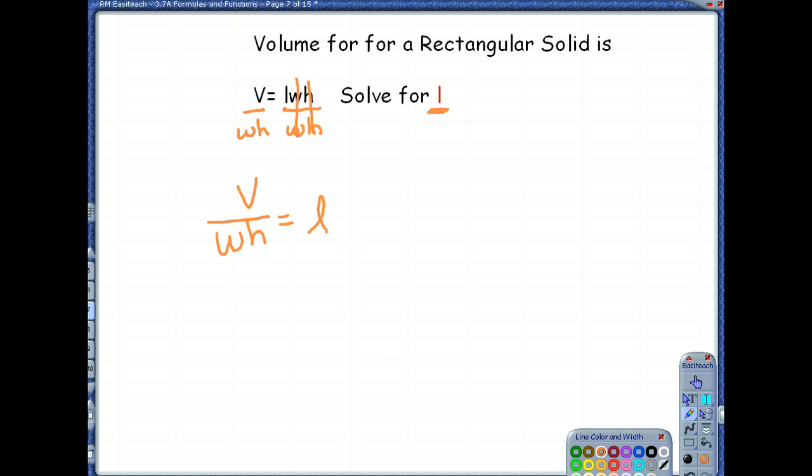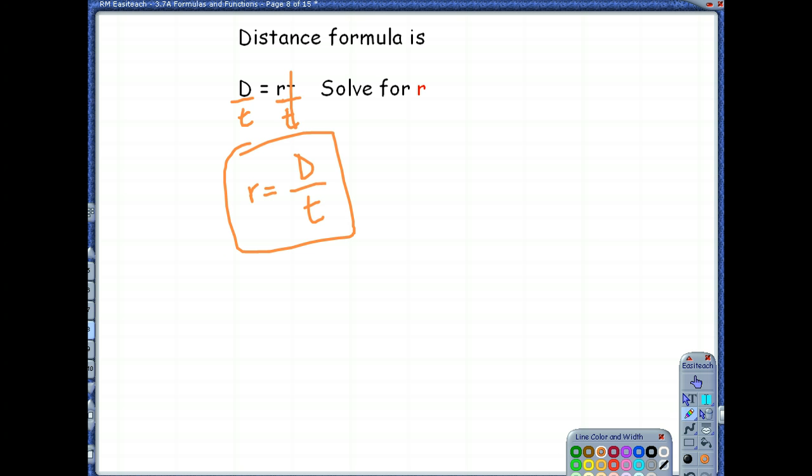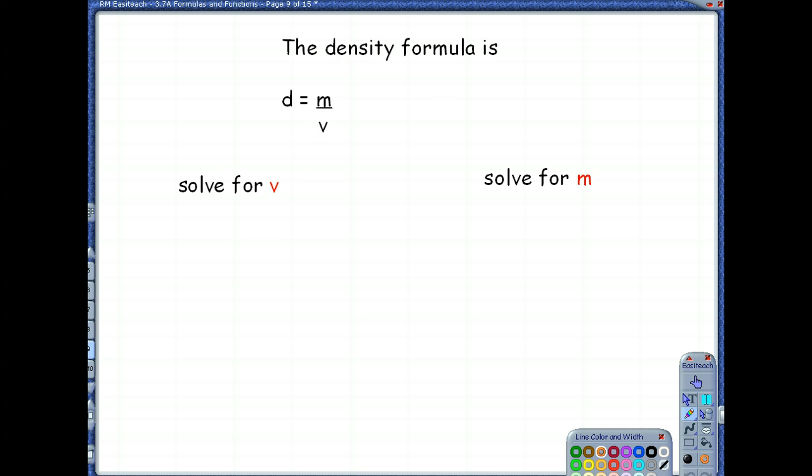The previous one, we had it multiplied by two pieces at the same time. We had to divide by both of them. Here, we've got only one piece that we have to divide by. Just look to see how many things are stuck together with that variable that we're trying to isolate.